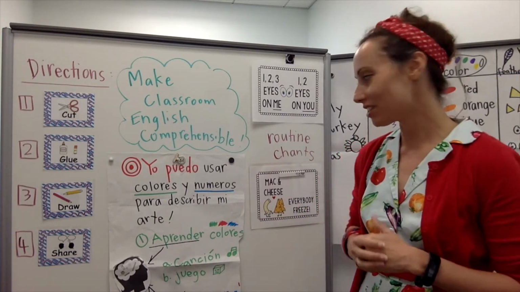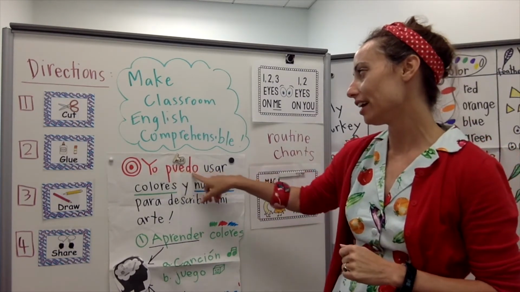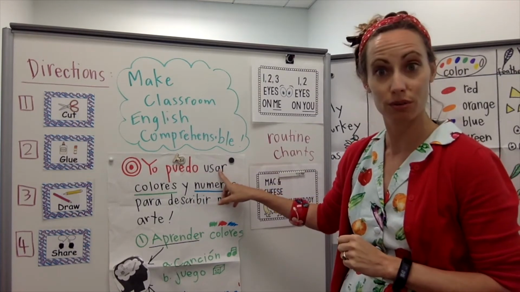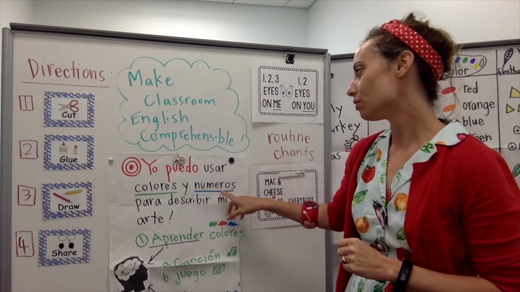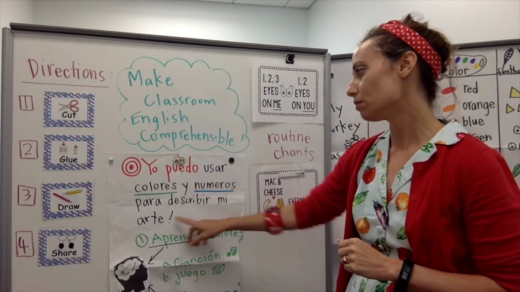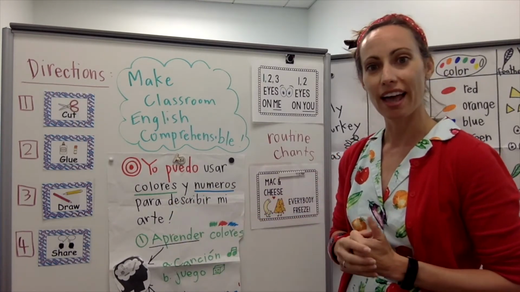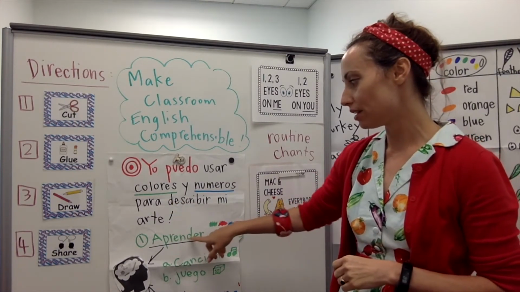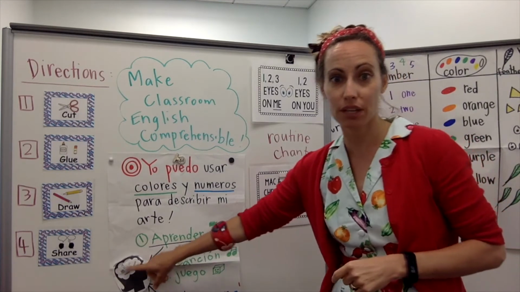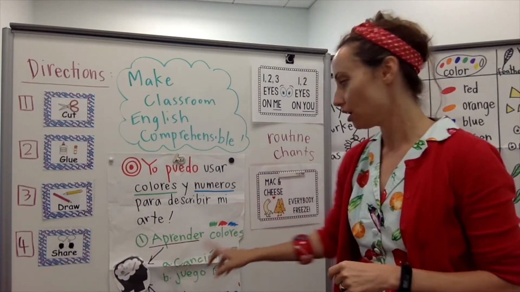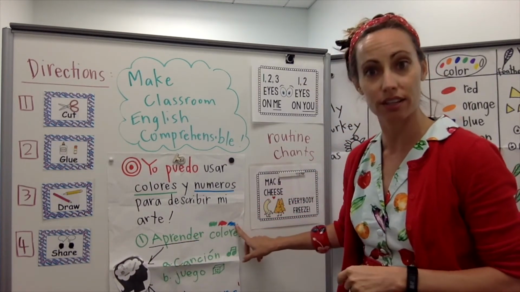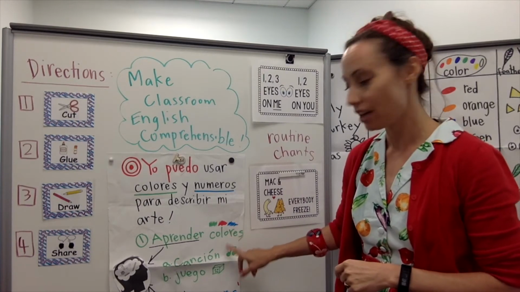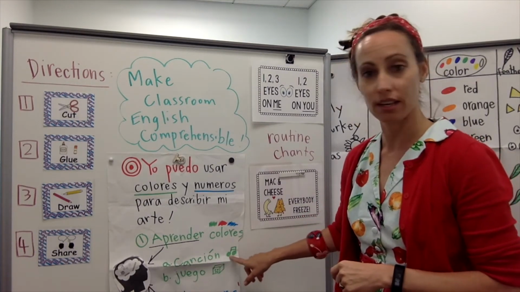So for the Spanish lesson, I said, yo puedo use colores y números, colors and numbers, para describir mi arte, to describe my art. And so there were some words like aprender, learn. I put a picture of a girl learning next to it. Colores, I put colors next to that word, so you know it's colors. Canción, song, I put this.